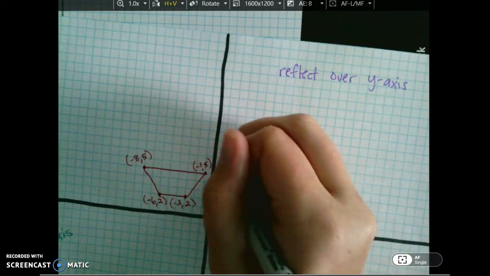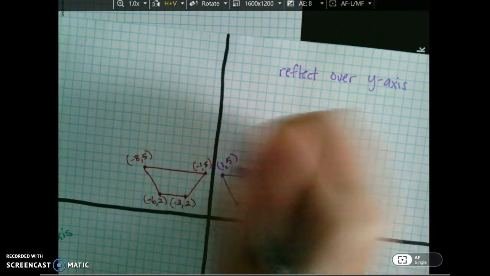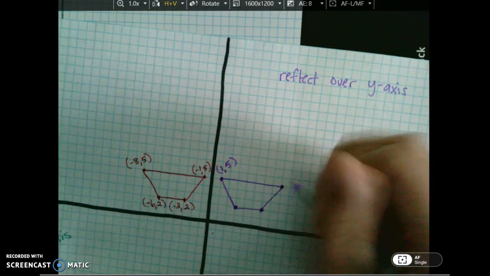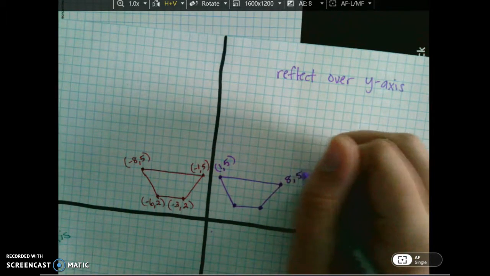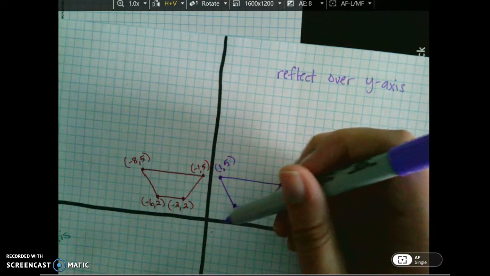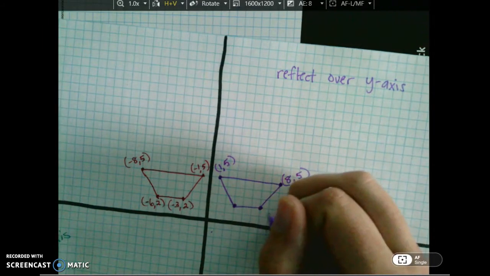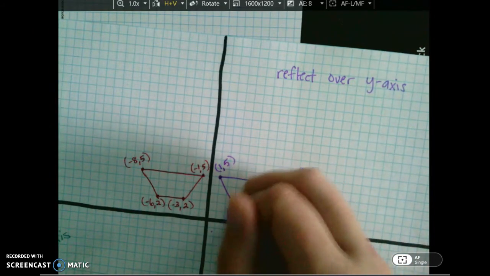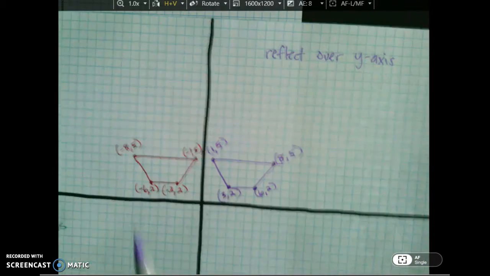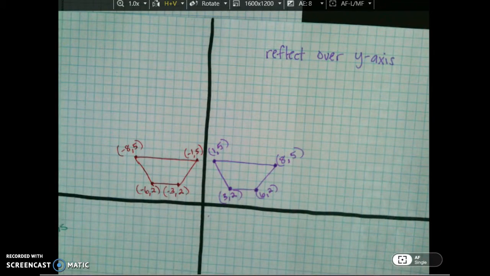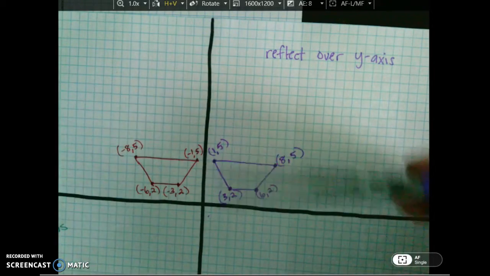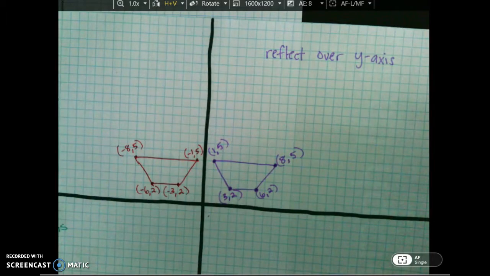I now have 1, 5. I have 8, 5. 6, 2. And 3, 2. Now, what happened between my red points and my purple points? If you notice, the sign for my x changed. Here, all of my x's were negative. Now, all of my x's are positive. My y's didn't change at all.